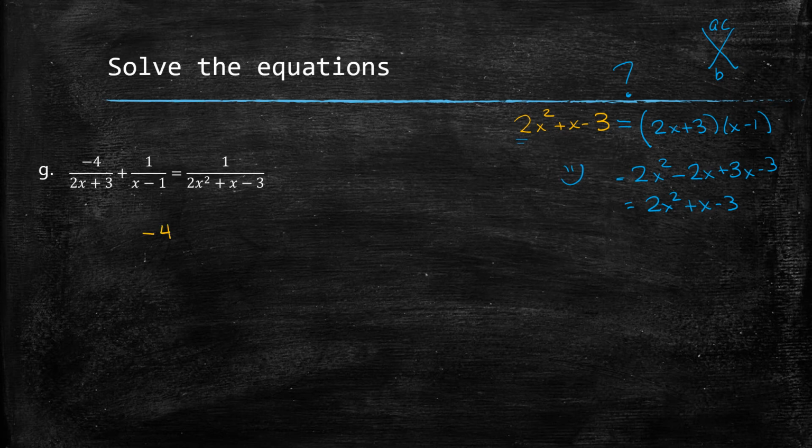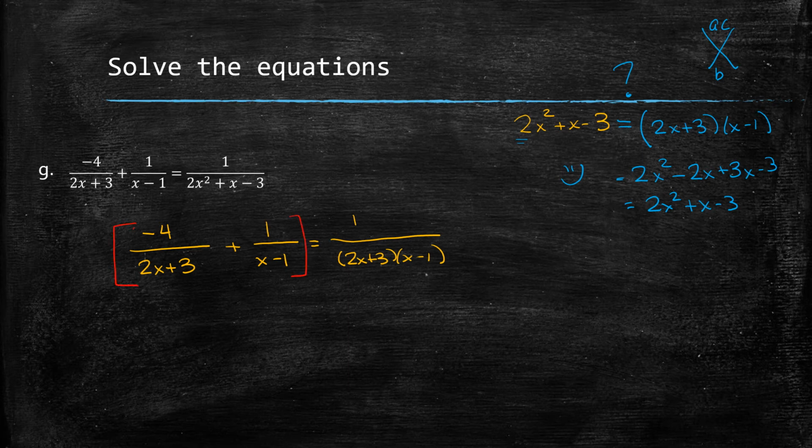So we have negative 4 divided by 2x plus 3. We're adding 1 over x minus 1, and this is equal to 1 divided by 2x plus 3 times x minus 1. Okay, so I multiply both sides of the equation by the denominators. So 2x plus 3 times x minus 1. Multiply that on both sides.